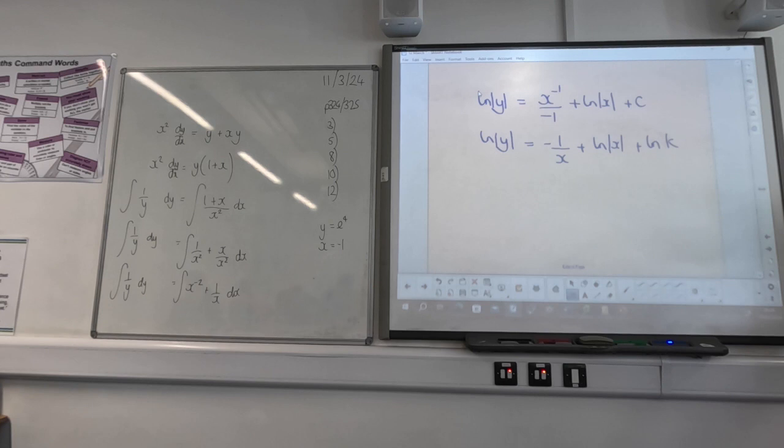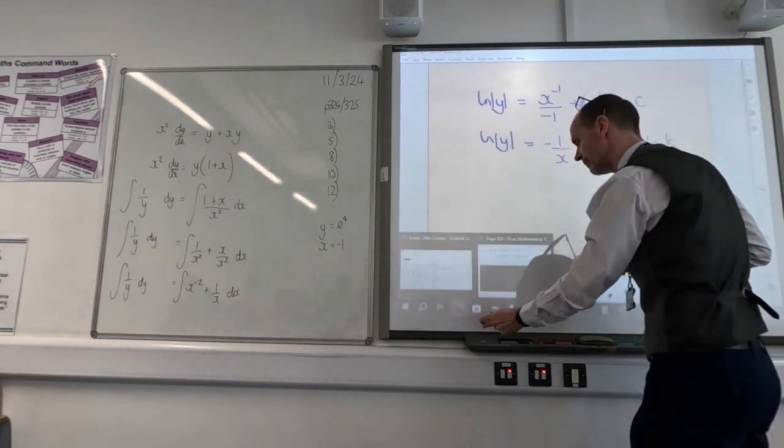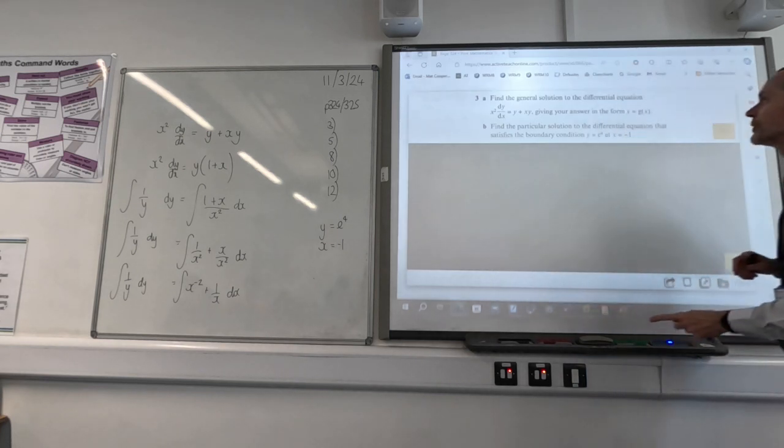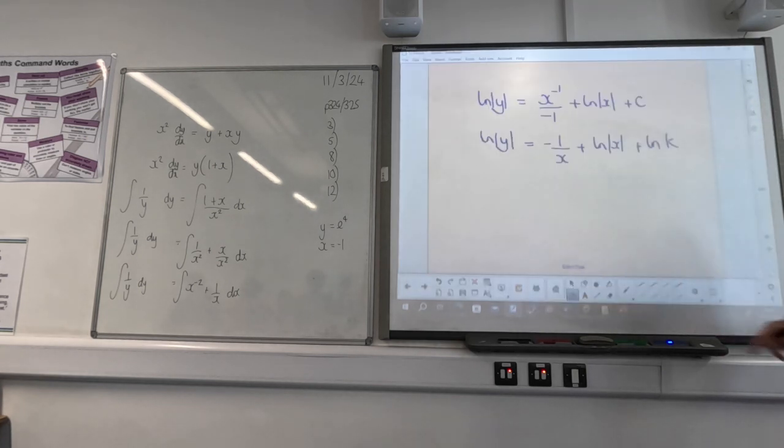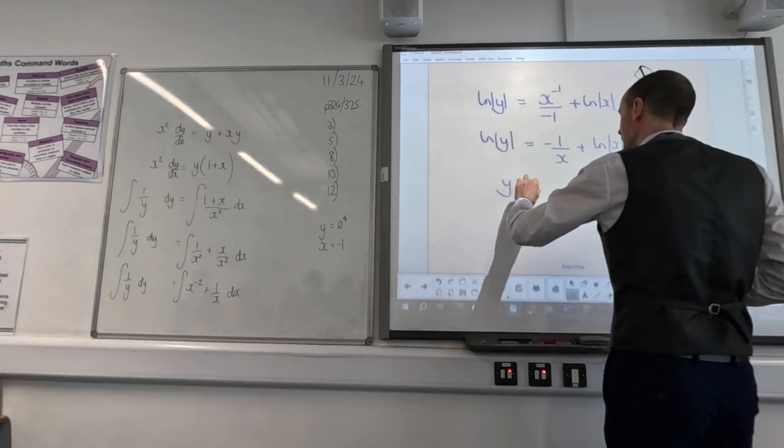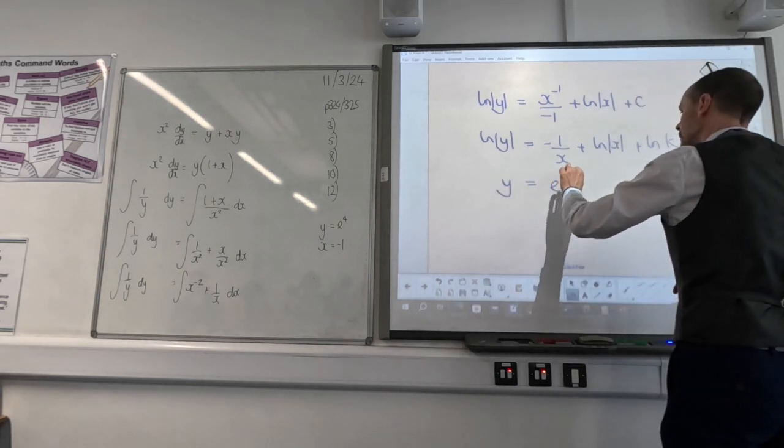So that is a general solution. That is a final answer. It's just the question, I believe I'm right in saying, wants it in the form y equals. So I've got to undo ln'ing this time, which is by taking e to the power of both sides. That means I get this rather horrible looking answer.